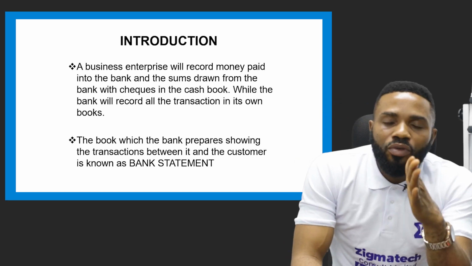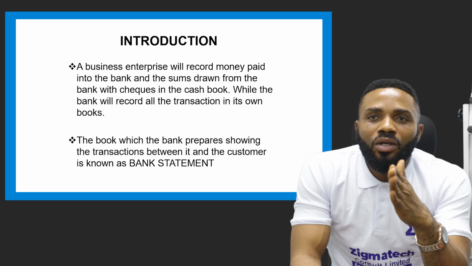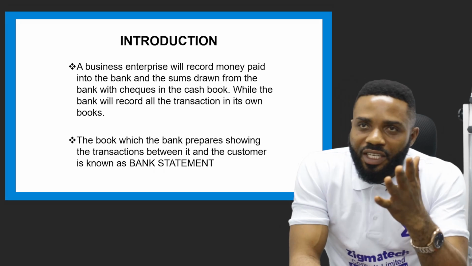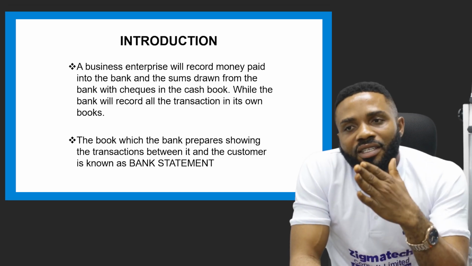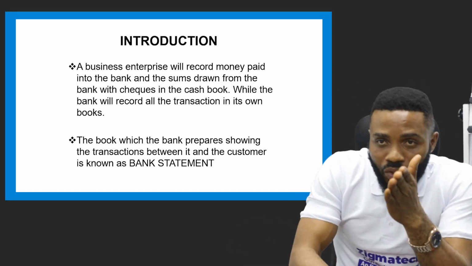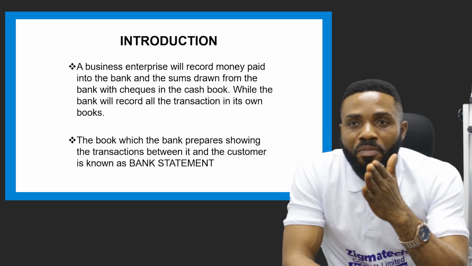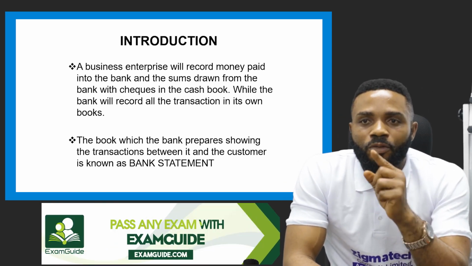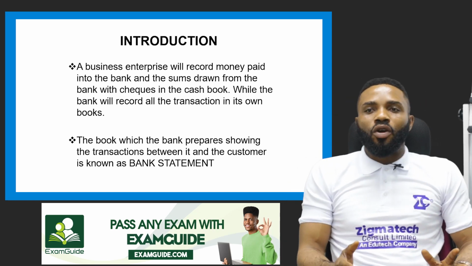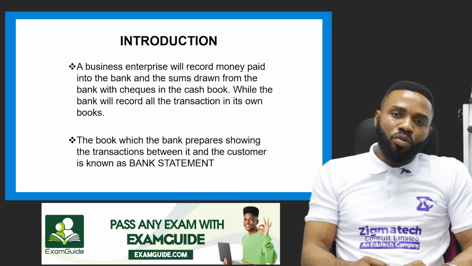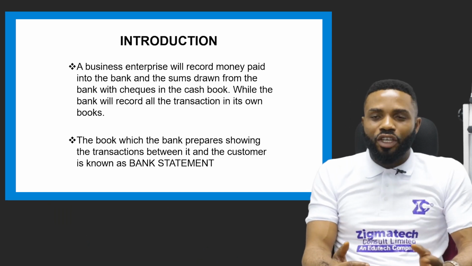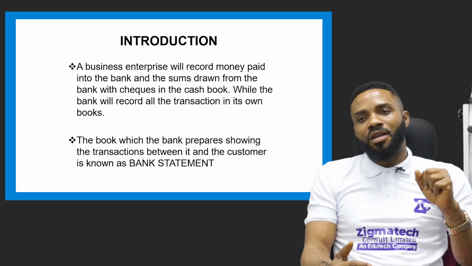So the cash book is there to record transactions centered on cash and checks, receipts and payments, while the bank is there to record transactions between the bank and the customer. So as you can see, a business enterprise will record money paid into the bank, and the sum drawn from the bank, in the cash book, while the bank will record all the transactions in its own book. Now, the book which the bank prepares showing the transactions between it and the customer is known as the bank statement. Please, let's not forget this.